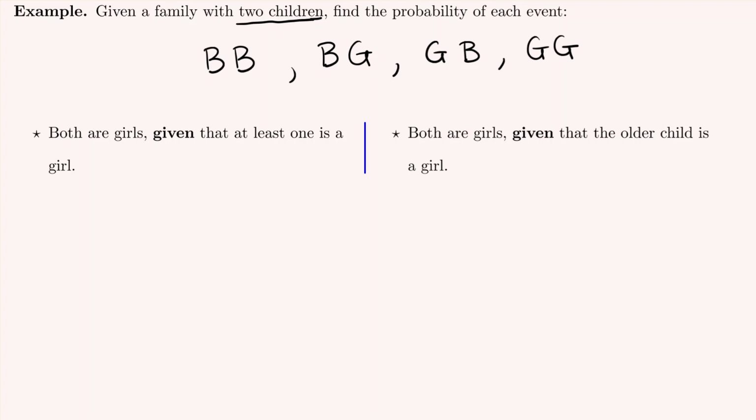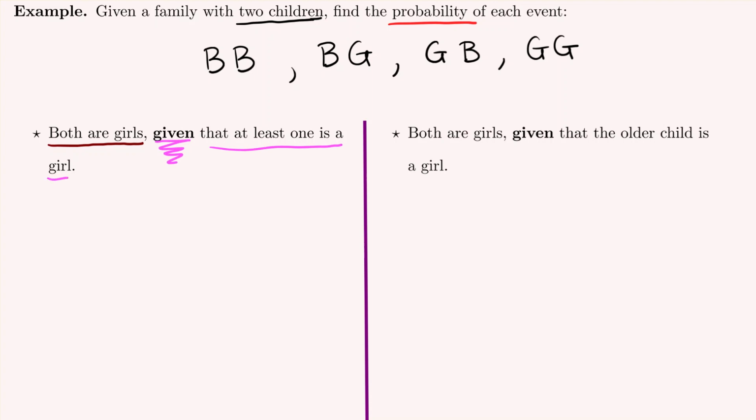Now we're asked to find the probability. Let's do these 2 questions separately. That both of the children are girls. And then here's this new phrase that we haven't seen much before. Given at least one is a girl.